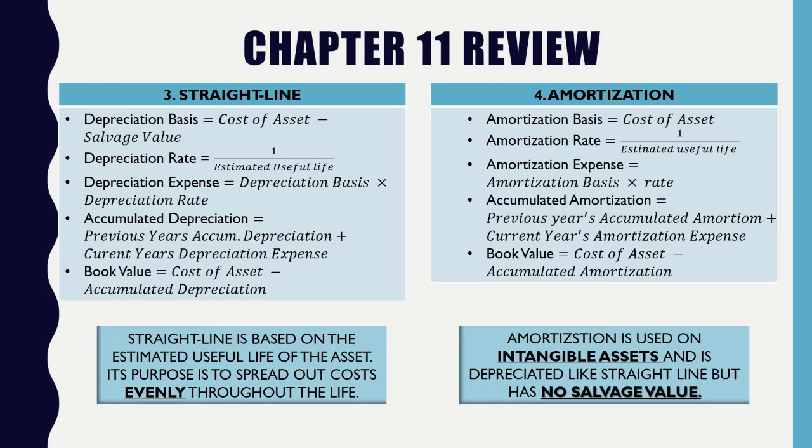Okay. So once again, we got to take a look at straight line and we got to take a look at amortization. They are identical in calculations. The only difference between them is, do you have a salvage value for depreciation, for amortization? No, you have no salvage value. Right? Difference between the two is depreciation, you're depreciating a fixed asset or a tangible asset, whereas amortization is strictly for intangible assets, things that you can't touch, okay?